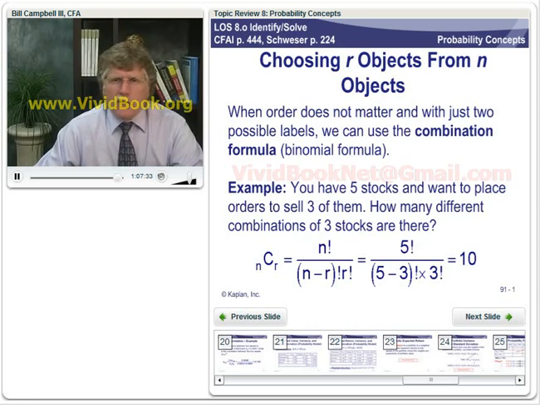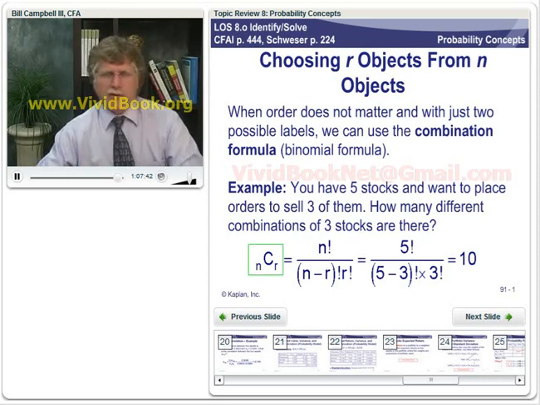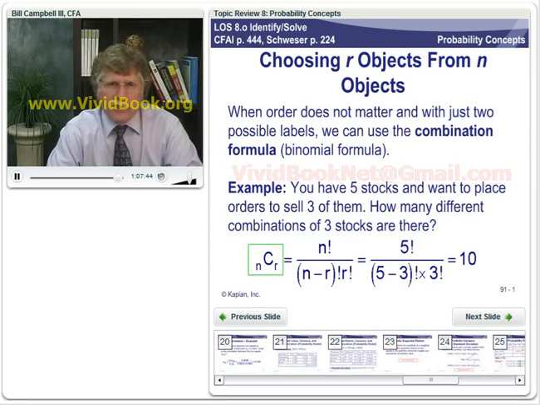And the way that you read this symbol that we have here, the little n and then the capital C and then the little r, this is read as the number of ways of choosing n objects r at a time. So in this case, it's the number of ways of choosing 5 stocks 3 at a time. We start with 5. We want to choose 3 out of those 5.